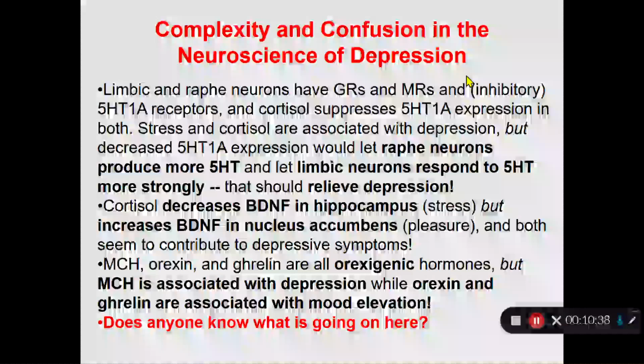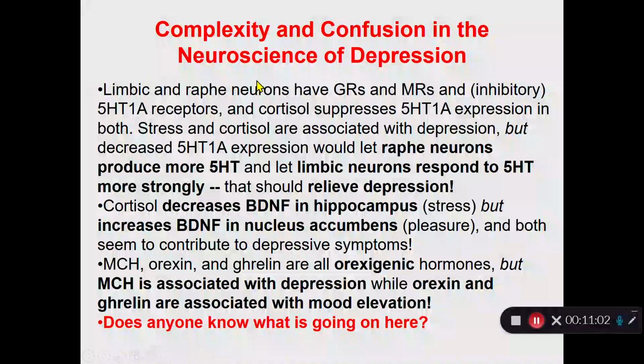What does this leave us with? Well, it leaves us with a lot of complexity and confusion in the neuroscience of depression. We discussed 3 points: the relationship between stress and the serotonergic nervous system, the contribution of neurotrophic factors like BDNF, and the relationship between depression and food intake control. And specifically, what did we find?